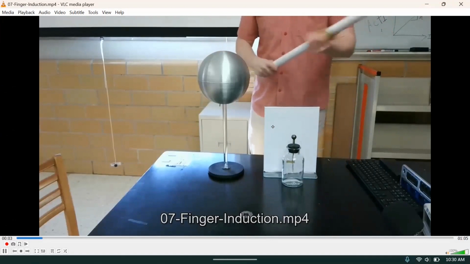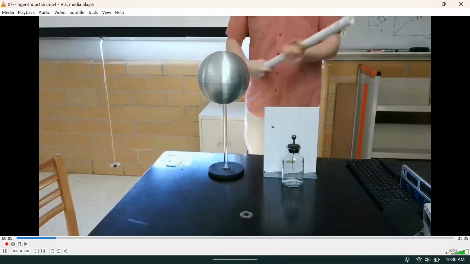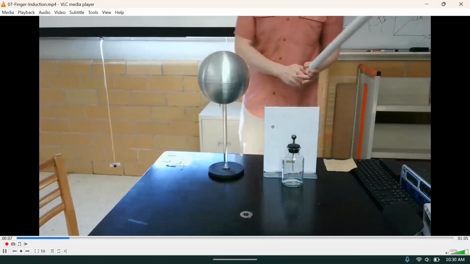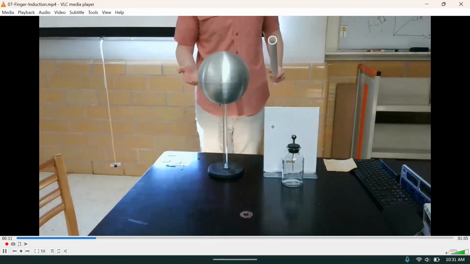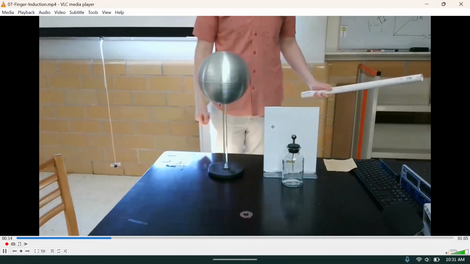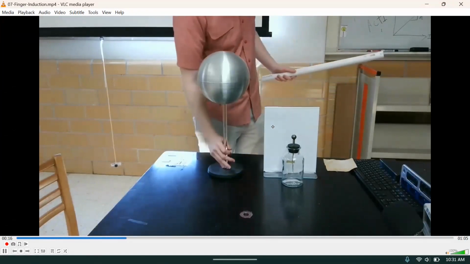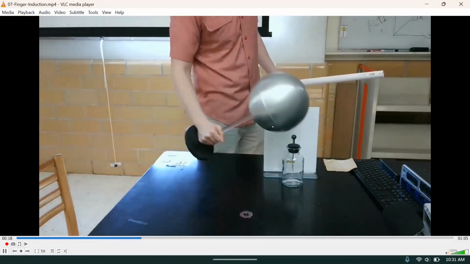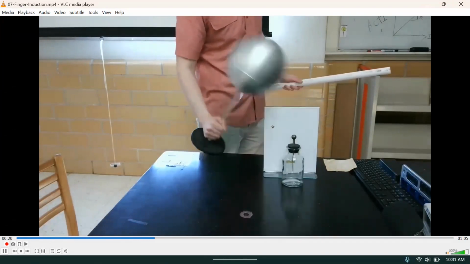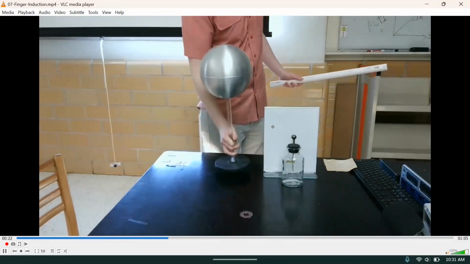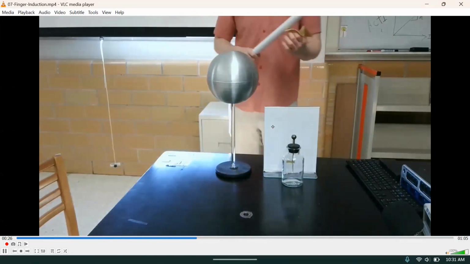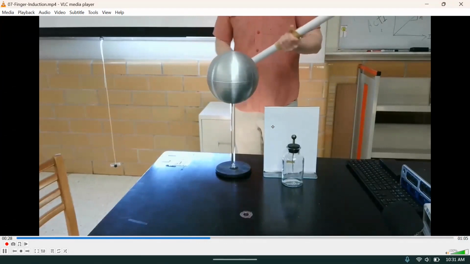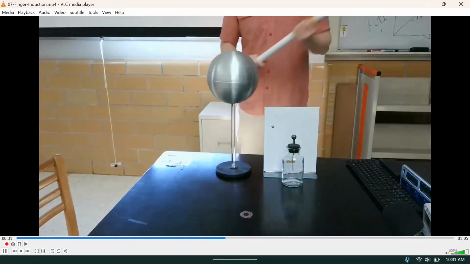I'm going to charge up my PVC as usual. I'm going to hold it near, but not touching, this spherical conductor, and I'm going to bring it back away. If I touch the conductor to my electroscope, nothing happens. The conductor is not charged. Nothing too surprising there.